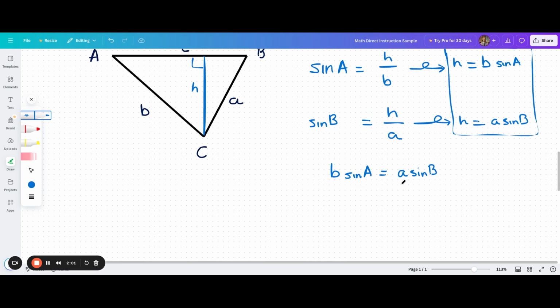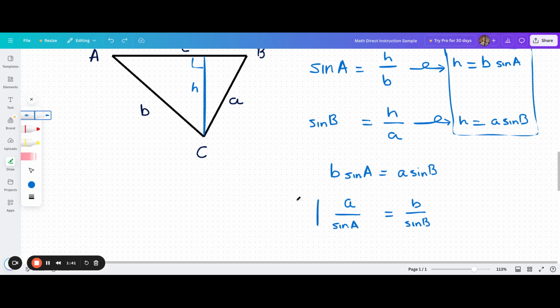So by simple manipulations, if you divide by sine A and sine B, you can end up with this. So a over sine A. And this is an exercise I'd like you to practice. But this is what you'll end up with if you just move some stuff around. And that's actually what you see in textbooks for the sine law.